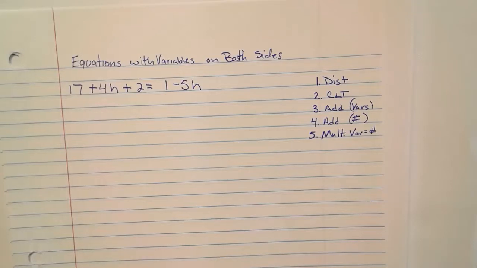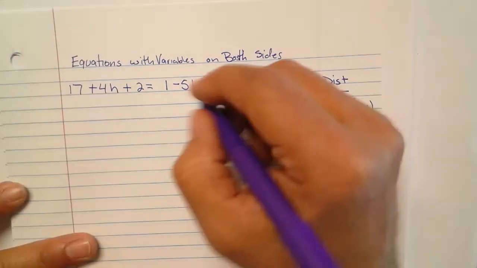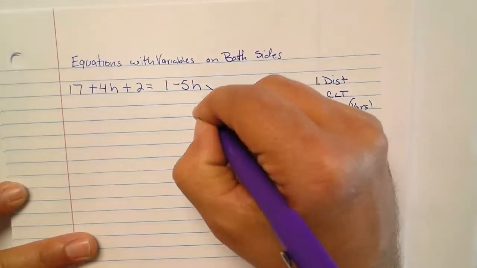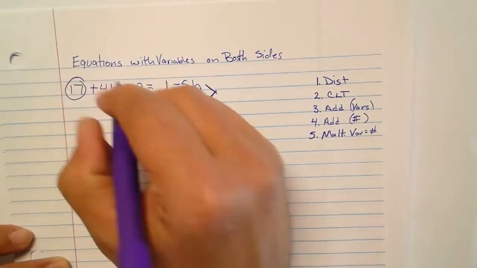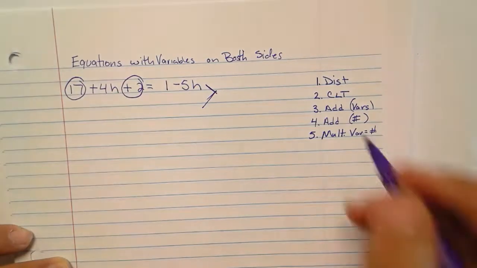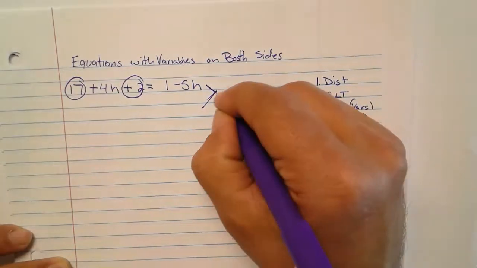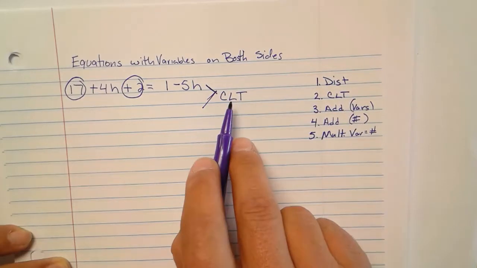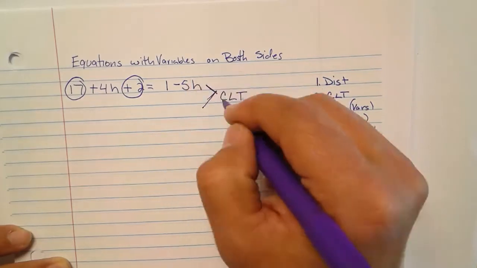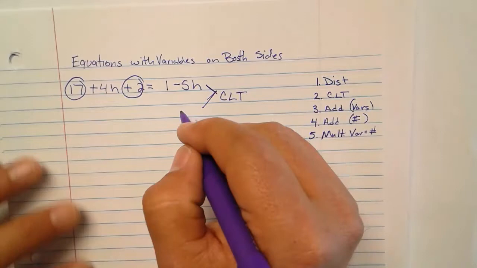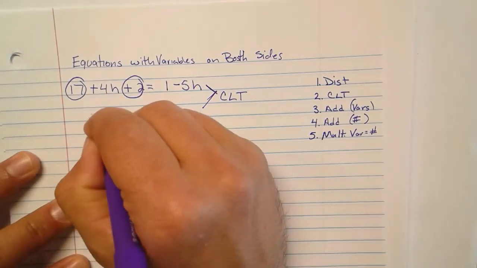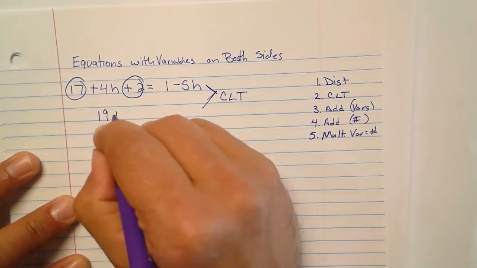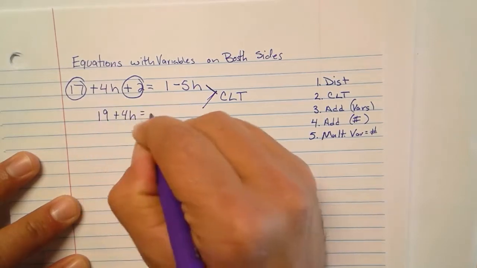Here I don't have any parentheses, so I'm not going to use the distributive property. And I do notice that I have like terms, the 17 and the 2. I'm going to combine those, and that step is called combining like terms. I want my students to write this down in the following line, so that in that next line I have my work already shown. 17 plus 2 is 19, plus 4h is equal to 1 minus 5h.